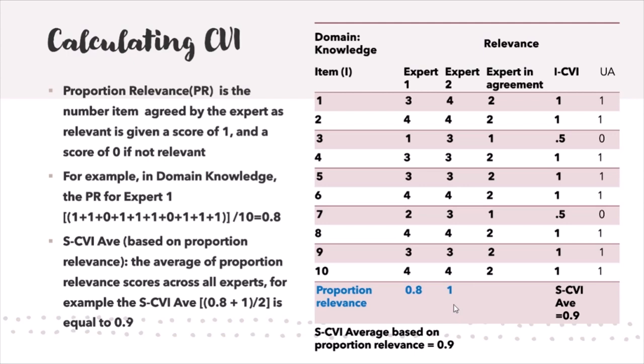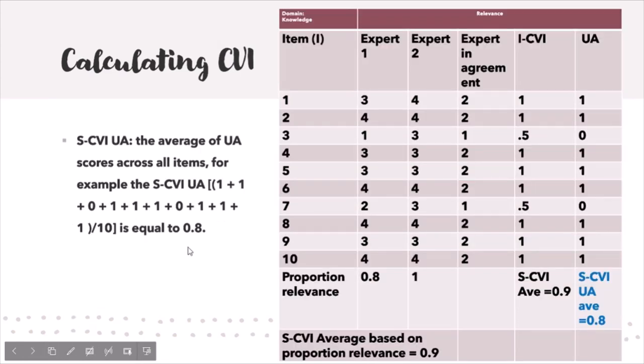Then in order to get the average, 0.8 plus 1 divided by 2, because we have only 2 experts, is equal to 0.9. Therefore, the score content validity index average based on proportion relevance is equal to 0.9. Next, we will compute now for the score content validity index universal average. This one, the universal average. We will just add all the values from item 1 to item 10. So 1 plus 1 plus 0 plus 1 plus 1 plus 1 plus 0 plus 1 plus 1 plus 1 divided by 10, because we have only 10 items, is equal to 0.8. Therefore, the score content validity index universal agreement average is equal to 0.8.